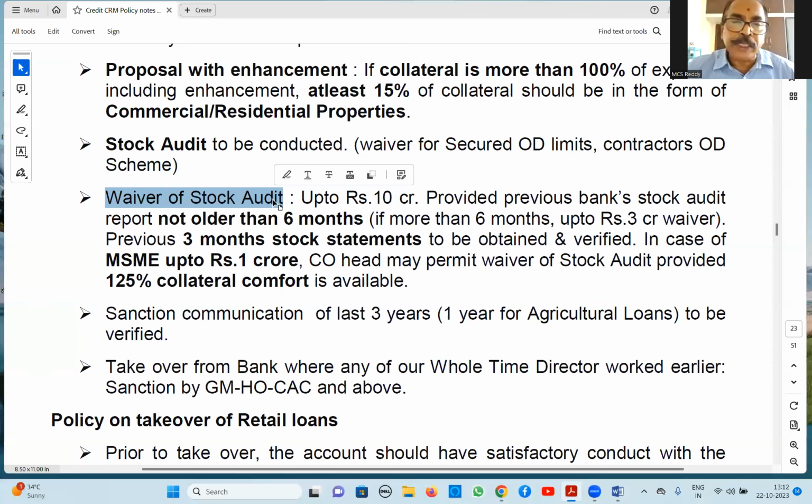In that case, up to 10 crores we need not conduct the stock audit again. If more than 6 months have passed, then up to 3 crore stock audit waiver is there. But wherever stock audit waiver is there, you have to collect and scrutinize 3 months of stock statements. This is regarding stock audit waiver. In case of MSMEs, up to 1 crore, CO head may permit waiver of stock audit provided 125% collateral comfort is available. This is for stock audit waiver in case of takeover. Next, sanction communication of the last 3 years, and 1 year in case of agriculture loans, should be verified.